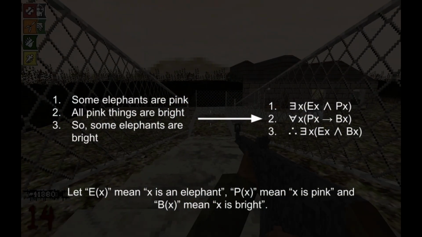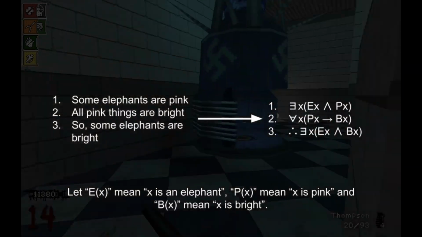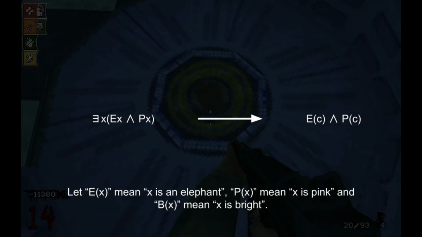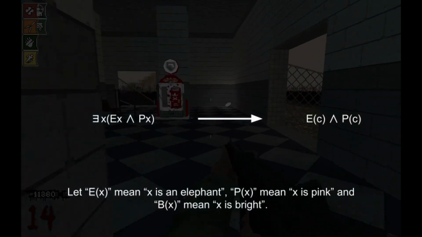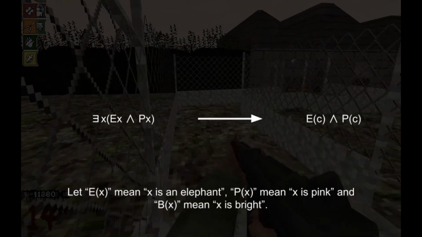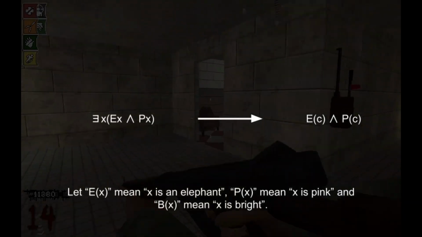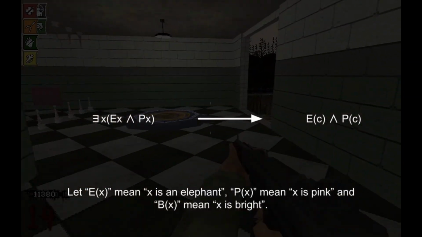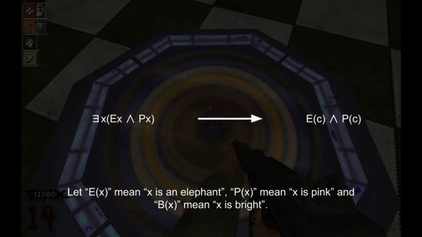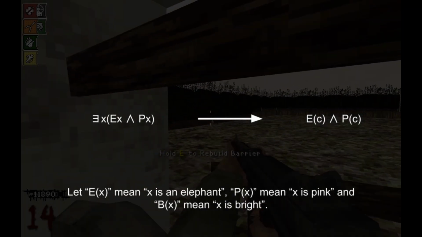First, let's take premise one, that some elephants are pink, which we formalized on the right. Now, from premise one, the statement that there exists x which is E and P, we can derive that C is E and C is P, where C is an arbitrary and fresh variable, and this follows because of existential instantiation, which we covered above. Remember, from an existential quantifier, you can derive a specific instance given that the variable you're using is fresh. It's new and it's not used elsewhere. Since we haven't used C elsewhere to denote anything, it's fine if we use it here.